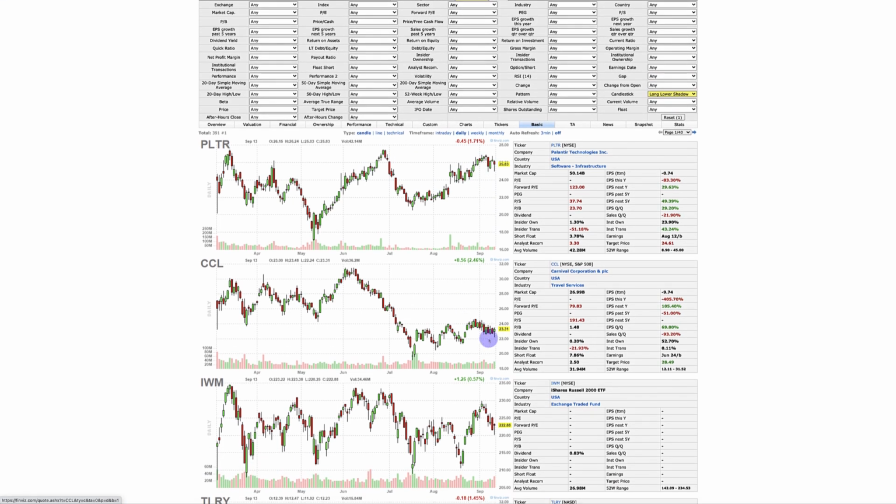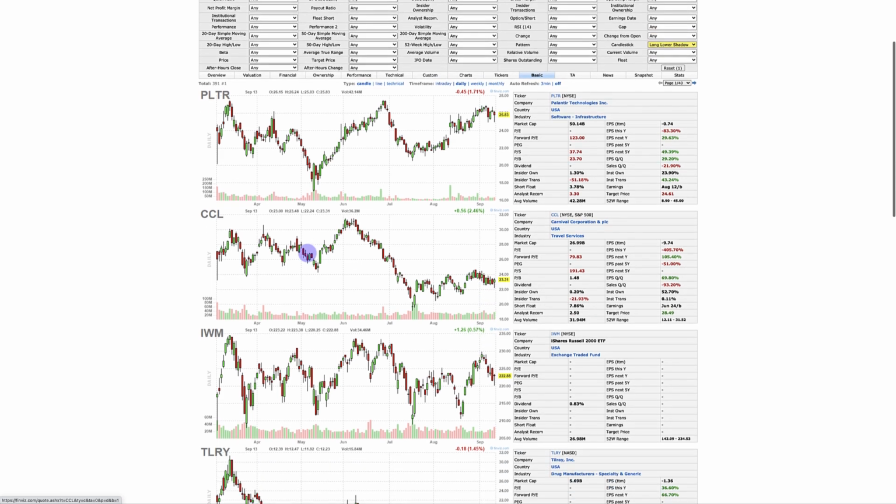This one looks very good. Look how choppy CCL is. This is Carnival Cruise. First, this could be a rising wedge or a bear flag right here.